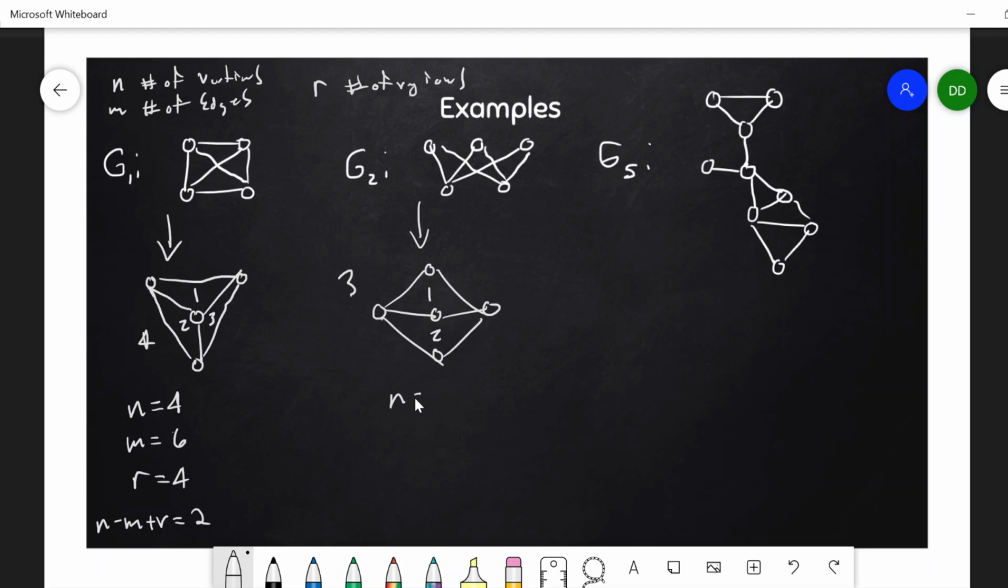Let's see. So let's test Euler's formula here. Does it still work just in general for plane graphs? So n, I have 5 vertices. I have 1, 2, 3, 4, 5, 6 edges. And the number of regions, I have 3 regions. n minus m plus r, that's 2. So this is kind of cool. We still have that Euler's formula is working, even though this is not a graph of any polyhedron.